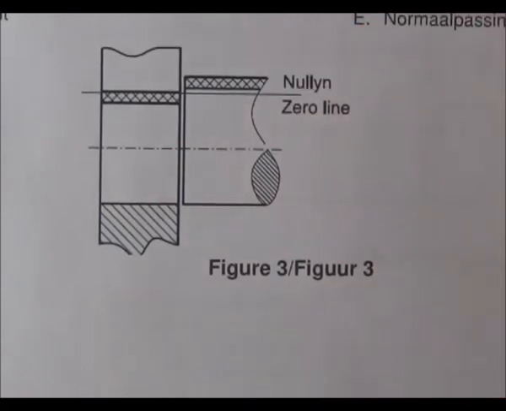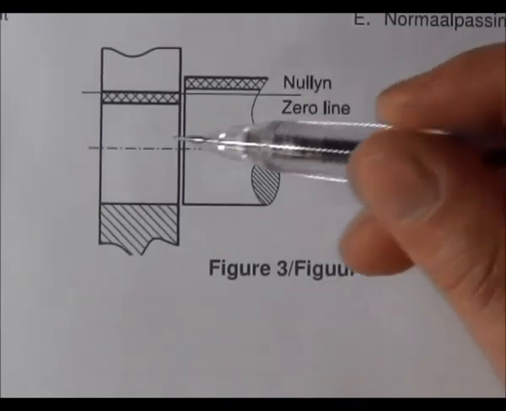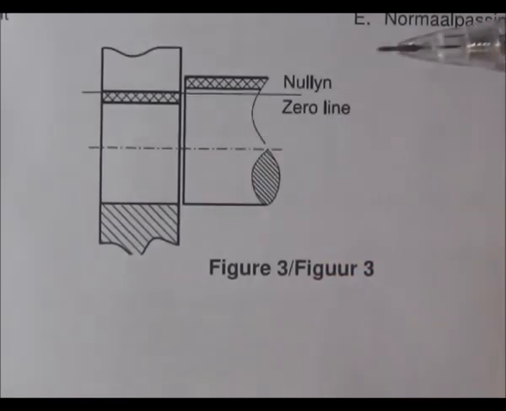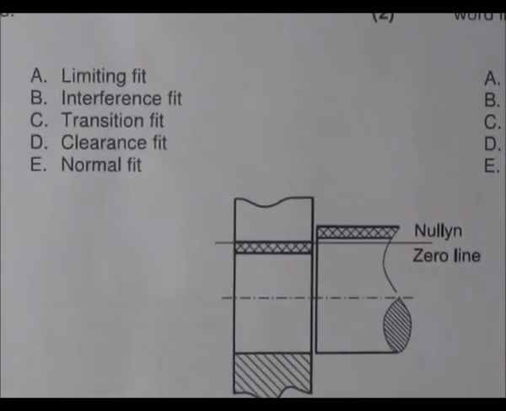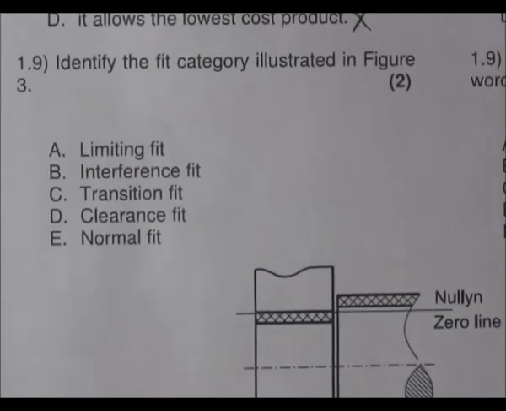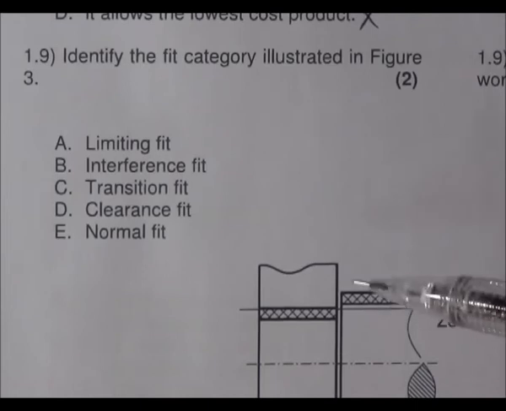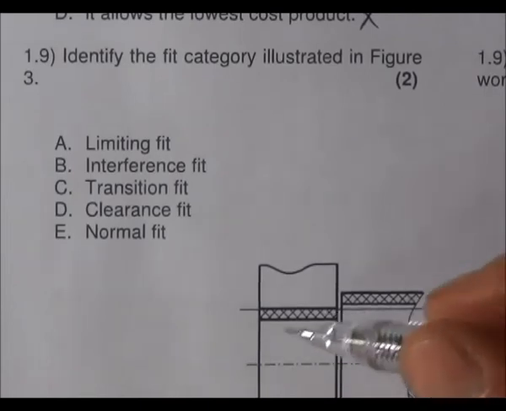So this kind of fit, remember we get 3 types. First one is a clearance fit, then you have a transition fit. Clearance fit is when all of the shafts will fit into all of the holes. Transition fit is when some of the shafts will fit into some of the holes. And an interference fit is when none of the shafts will fit loosely into any of the holes.